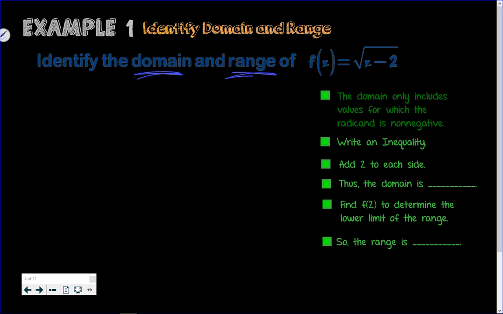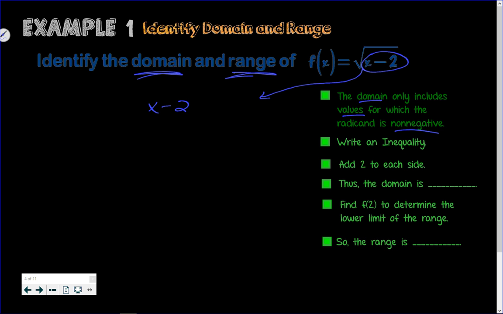Okay? Now, let's start with the domain. Over here on the side, I've put some notes, so you may want to refer back to those. The domain only includes values for which the radicand is what? Non-negative. Okay, so you guys remember what the radicand is? The radicand is this part that's inside. So I'm going to bring it out.